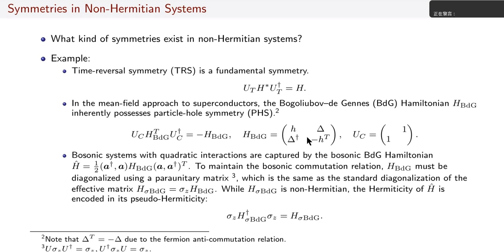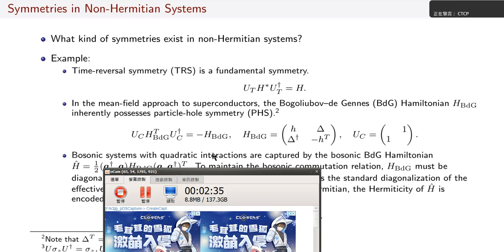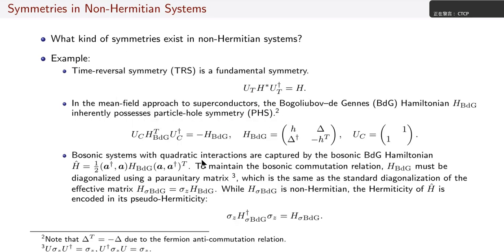But before introducing the classification of symmetry, let me show some examples of symmetry which may be relevant. The first example is time reversal symmetry. You know, time reversal symmetry should be important.